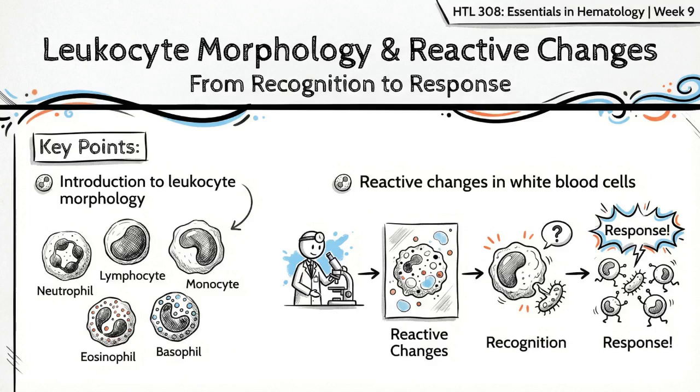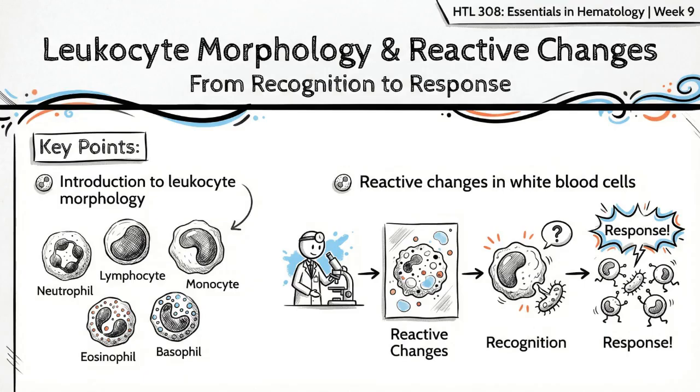Welcome back, everyone. If you survived the RBC unit, congratulations, you've earned a gold star and probably a nap. Today we're making a big shift, leaving red blood cells behind and diving headfirst into white blood cells. This week is all about leukocytes, what they look like, what they're doing, and most importantly, what they're telling you. Your job, as a histotechnologist, is to read that evidence like a detective. So buckle up, because today we're going to build the foundation you need to do exactly that.